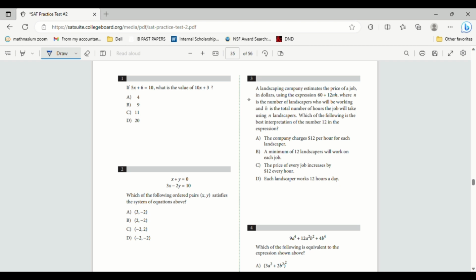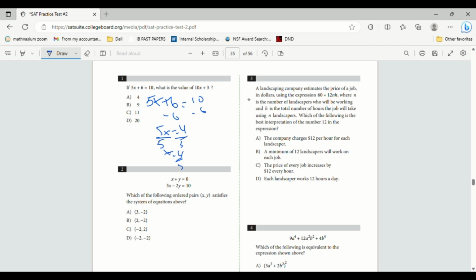So starting off with question number 1, if 5x plus 6 equals 10, what is the value of 10x plus 3? So let's solve for x. We're going to subtract 6 from both sides, get 5x equals 4. Divide by 5 on both sides, get x equals 4/5.